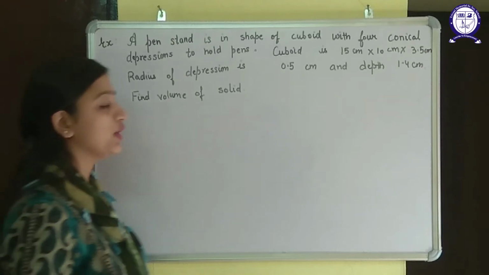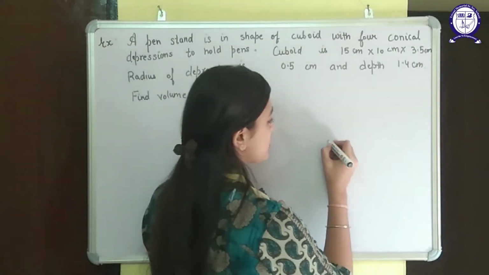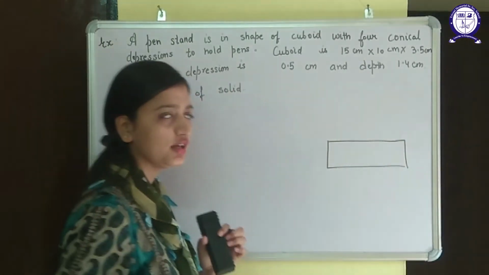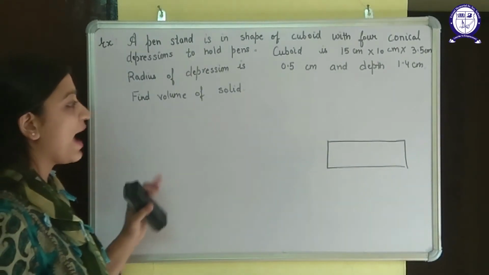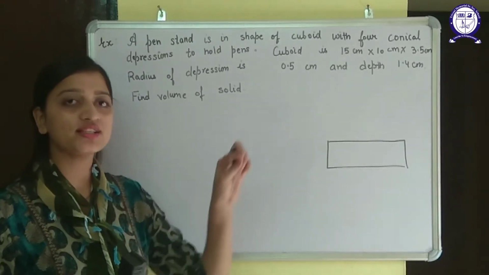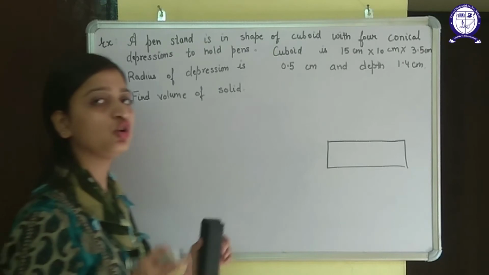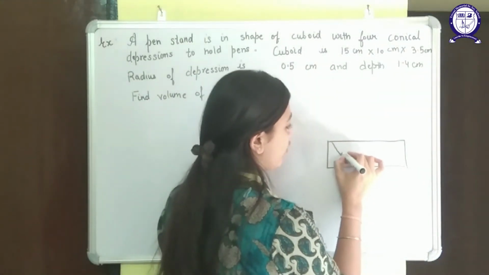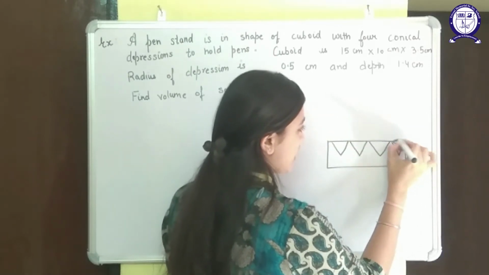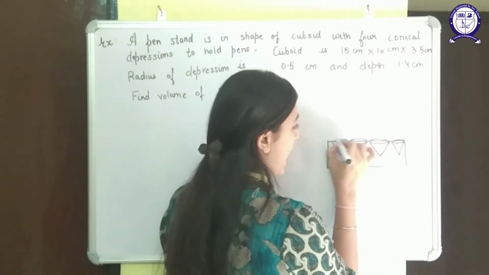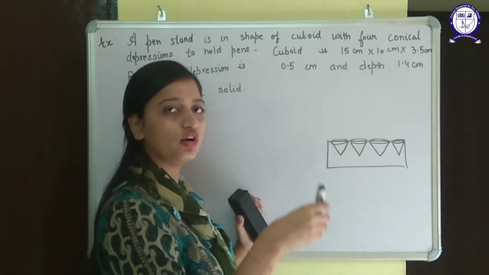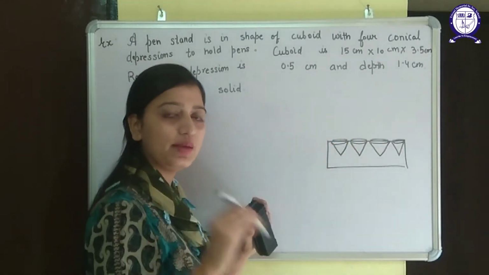Now look at the question. What is the figure? There is a cuboid. Okay, suppose this is my cuboid. I am making it like this. This is the cuboid. The dimensions of this cuboid are given. And in this cuboid, there are 4 conical depressions. Means that the cuboid is cut in such a way that there are 4 cones made on it. Okay, there are 4 cones like this. Okay, these are the cones made on it so that I can put the pen in it. Okay, this is a pen holder in the shape of cuboid on which 4 depressions are made, so I can put the pen in it.